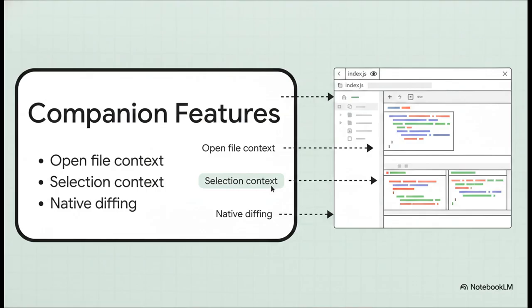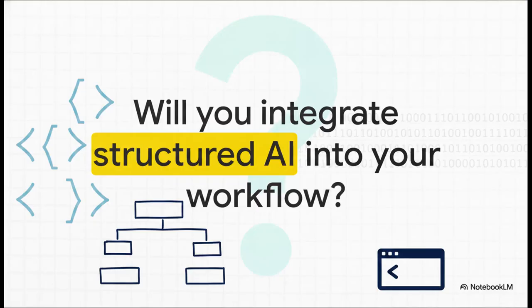It also provides selection context, so it understands the specific lines of code you just highlighted. And best of all, it offers native diffing. This allows you to see a side-by-side comparison of the AI's generated code right up against your original code, so you can accept those changes with total confidence. It's so smooth. We've covered a lot today: the professional philosophy, the setup steps, and the incredible technical capabilities of this tool.